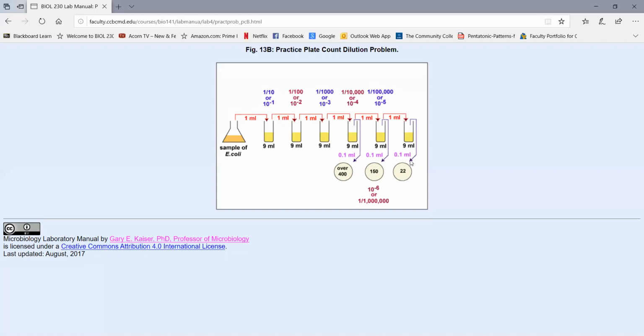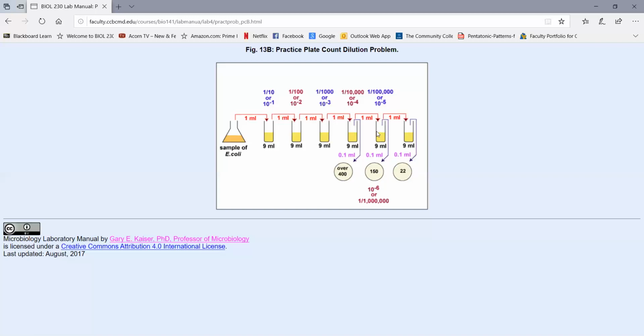But remember, when it comes time to count, we don't have to use every plate, because we can only count a plate that has 30 to 300 colonies. So that's the only plate we can count, 150 colonies. This plate had over 400, we wouldn't use it. This had only 22, we couldn't use it. This is the correct one. And so the dilution in this tube is 1 to 100,000 or 10 to the minus 5.